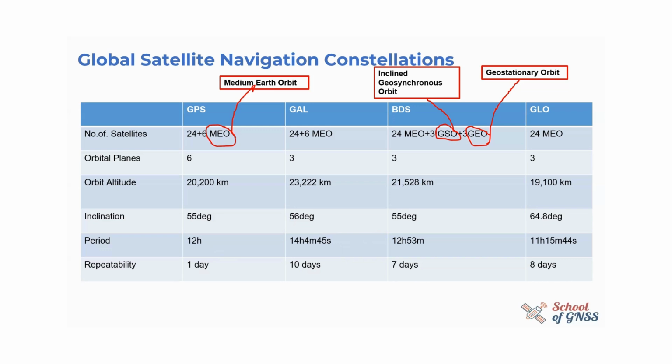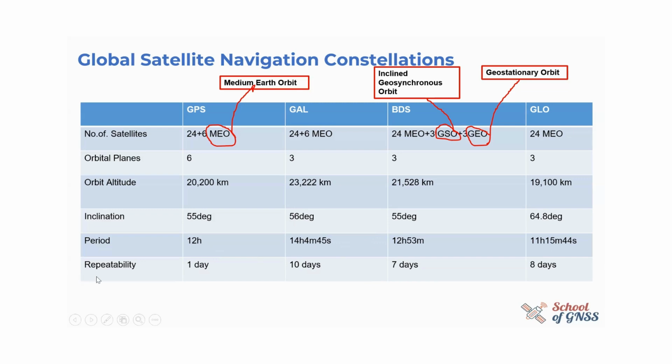So for GPS, it's 12 hours. For Galileo, 14 hours, 4 minutes, 45 seconds. And for Beidou, it's 12 hours, 53 minutes. And for GLONASS, 11 hours, 15 minutes, 44 seconds.